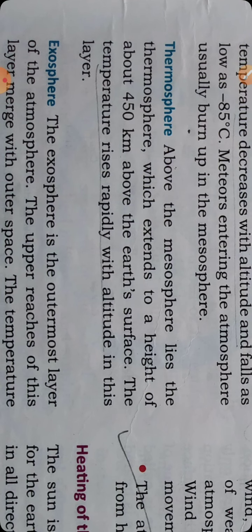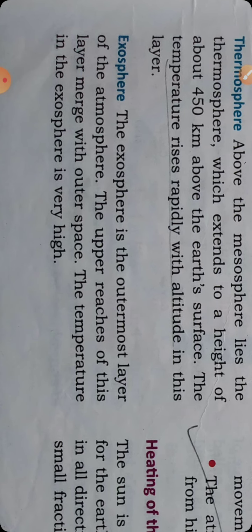Thermosphere. Above the mesosphere lies the thermosphere, which extends to a height of about 450 kilometers above the Earth's surface. The temperature rises rapidly with altitude in this layer. Exosphere. The exosphere is the outermost layer of the atmosphere. The upper reaches of this layer merge with outer space. The temperature in the exosphere is very high.